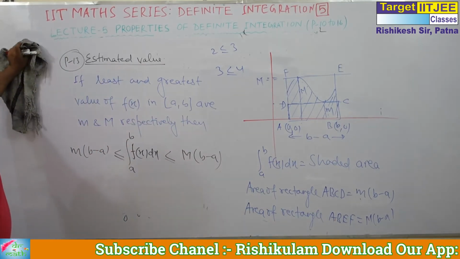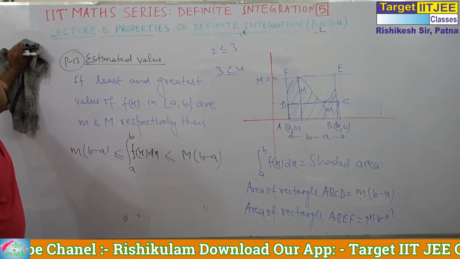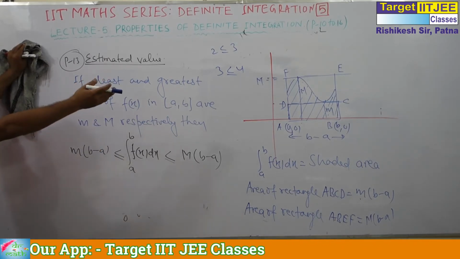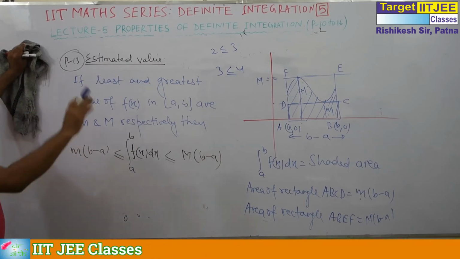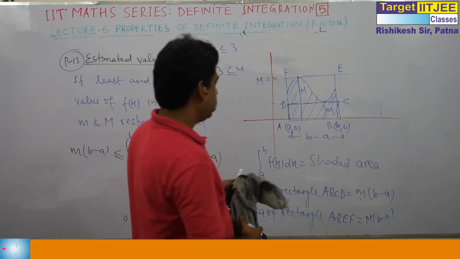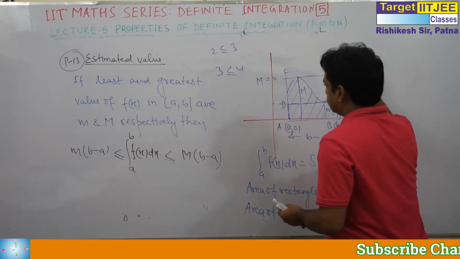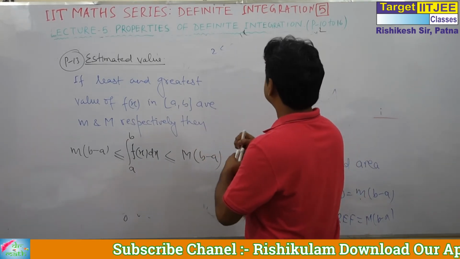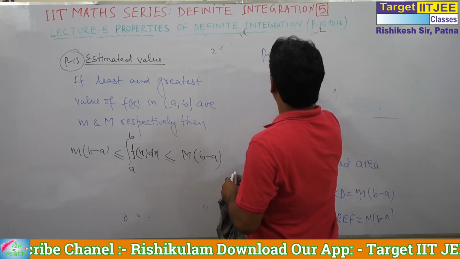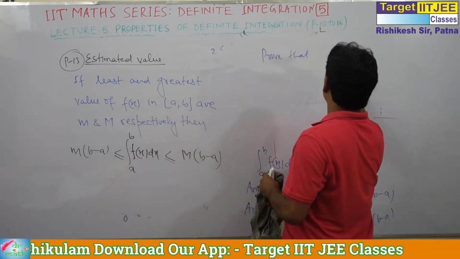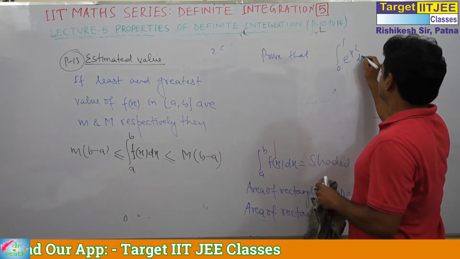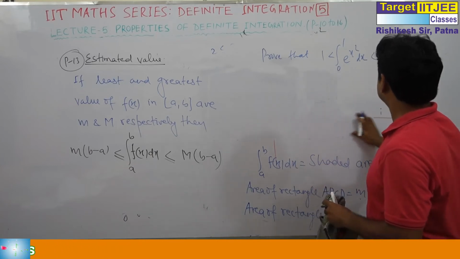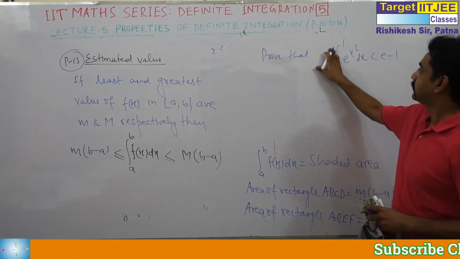Now, come to one question on this. The question will be question number 34. The question is a very famous and very simple question. Prove that the integral from 0 to 1 of e to the power x square dx is between 1 and e minus 1. Our question is to estimate the value of this.